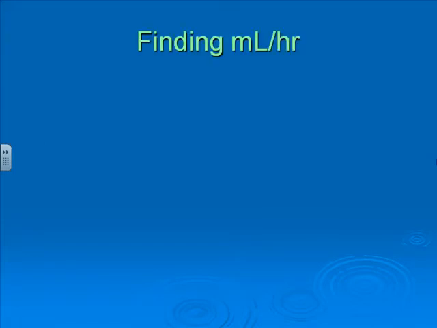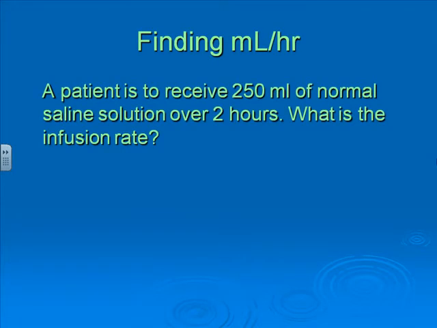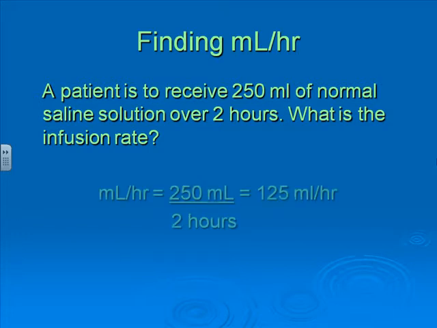Let's look at an example. A patient is to receive 250 milliliters of normal saline solution over 2 hours. What's the infusion rate? Well, we know we're going to take the 250 milliliters, divide by the 2 hours, and our result is 125 milliliters per hour.